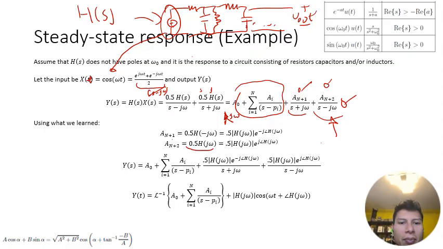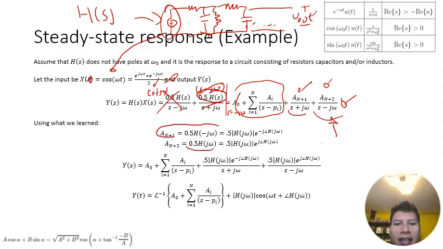And I can do the same algebra, but this time with s plus j omega, and now I'm going to evaluate at s equals negative j omega. What's going to happen is that the j omega factors will cancel here. And then when I evaluate at negative j omega, this will become 0. So this term will go away, and I'm going to be left with this factor here. And so in order to find the a n plus 1 coefficient, I just have to evaluate the transfer function at negative j omega.